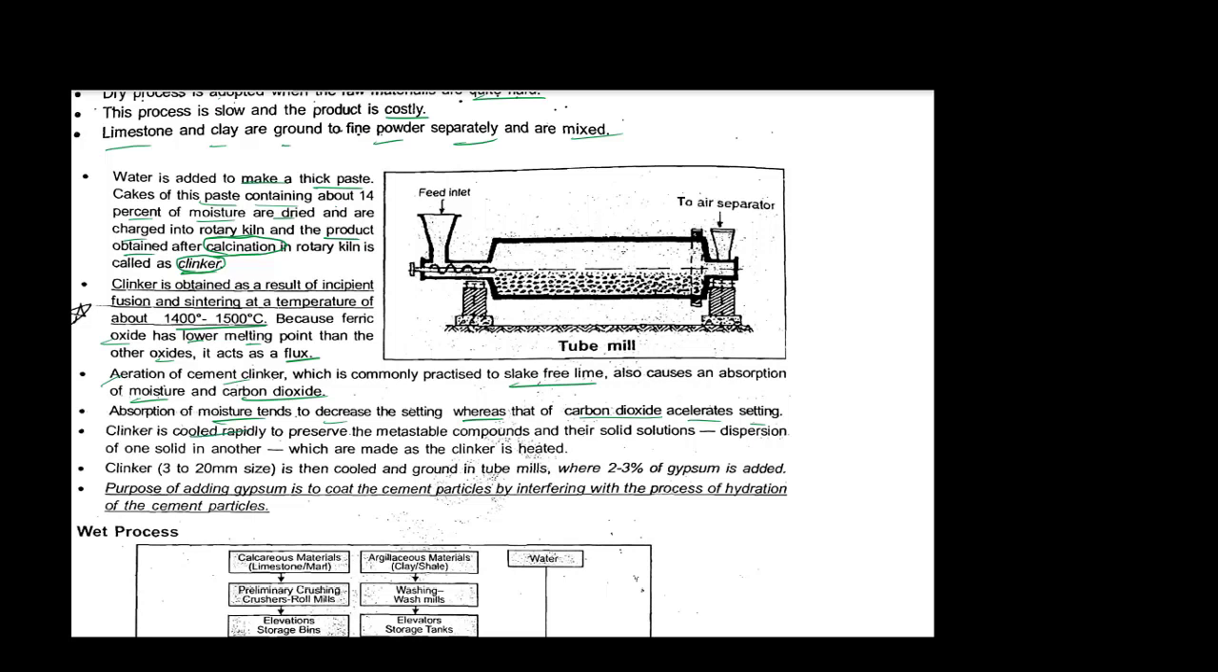Clinker is cooled rapidly to preserve the metastable compounds and the solid solution. Here the clinker is cooled rapidly so that the stable compounds get fixed, and the metastable ones are dispersed from one solid to another, which are made as the clinker is heated. Clinker size is 3 to 20 mm, and then it is cooled and ground in tube mills where 2 to 3% of gypsum is added. Gypsum is added to slow down the setting time.